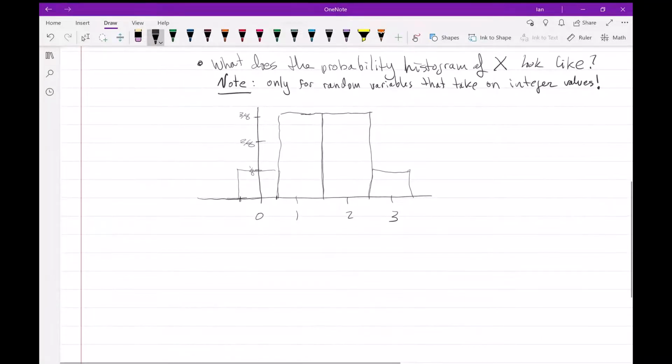We could label this axis x. So what's nifty about a probability histogram? Well, it gives you a visual depiction of the way the probabilities are clumped. 1 and 2 are higher, 0 and 3 are less likely. But one nifty thing that we did, notice the widths of the rectangles are 1.